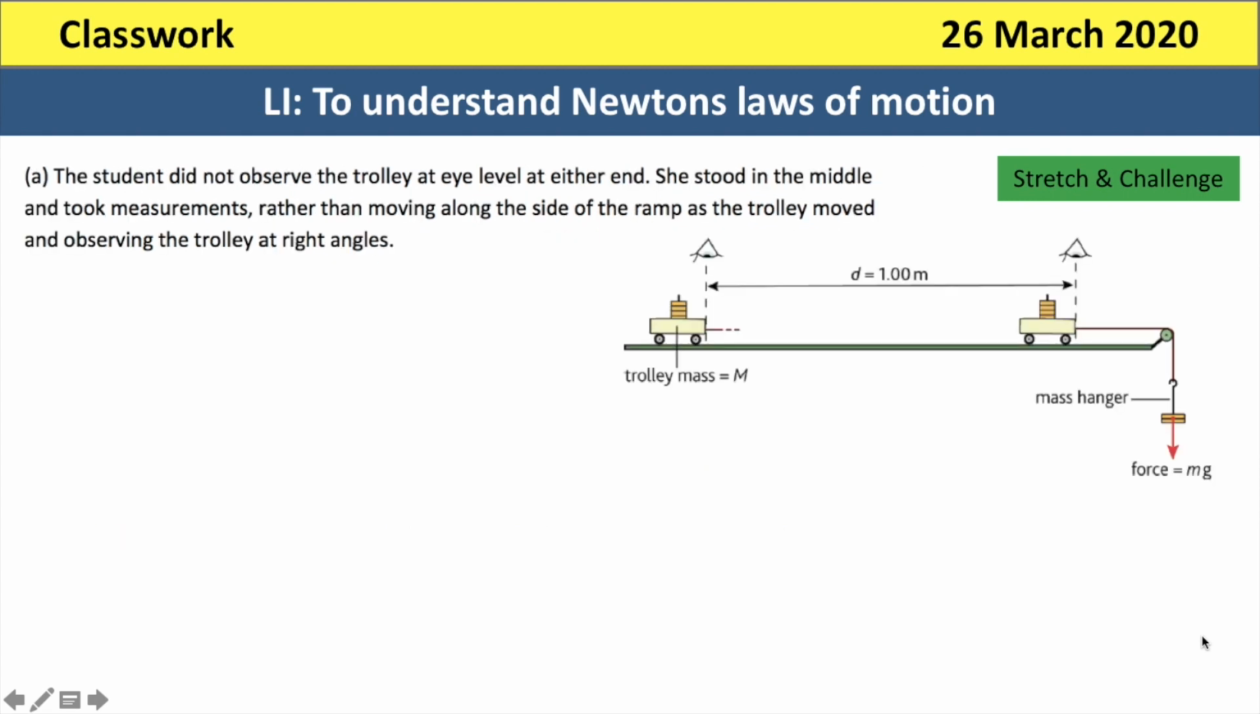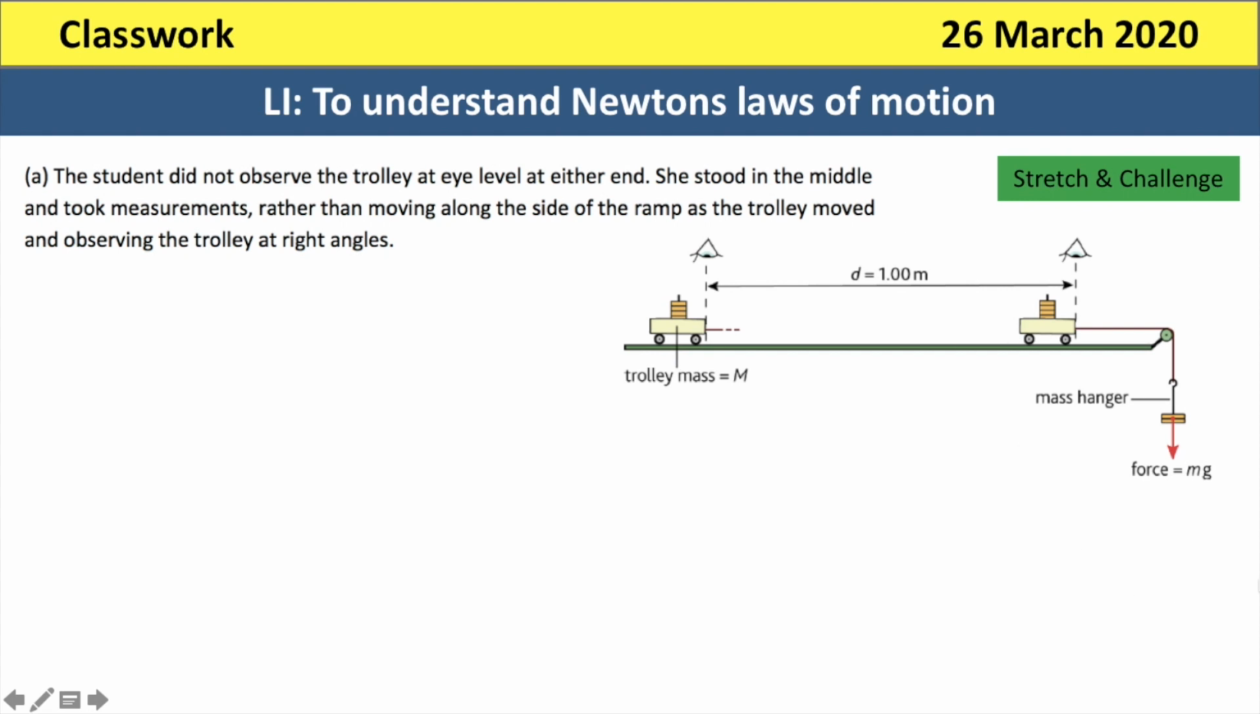So the first error that we're going to consider is that the student didn't observe the trolley at eye level at either end. Instead, she stood in the middle and took measurements rather than moving along the side of the ramp as the trolley moved and observing the trolley at right angles. So essentially what she's done there isn't what's shown on the diagram. If I point out here, she hasn't observed it from there, and here she has just stood in the middle and made the measurements from there.